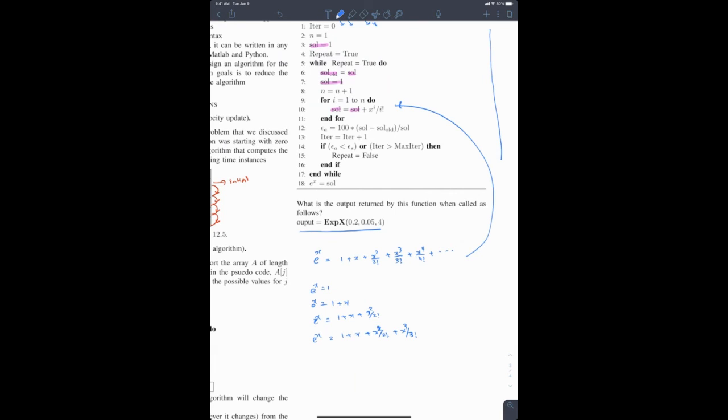And every time we are going to compute this relative error, which is 100 times the current approximation minus the previous approximation, divided by the current approximation. Probably I should have put an absolute value here.